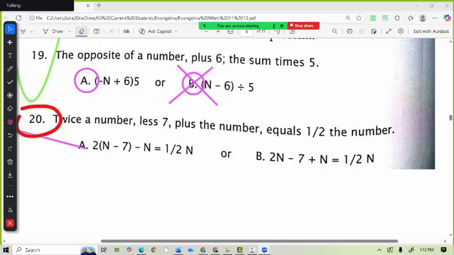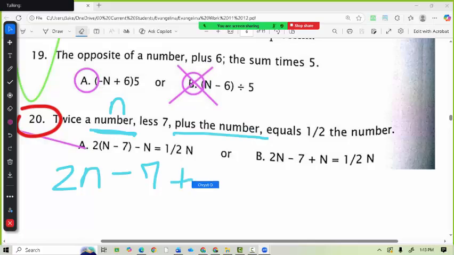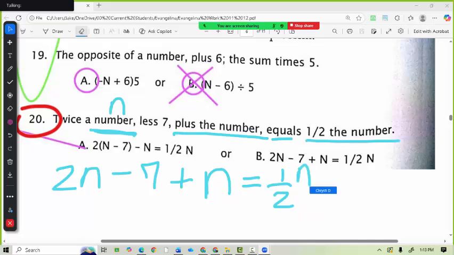All right, number 20, we talked about these ones when we met, but I just want to make sure we're comfortable. So twice a number. So we're going to call that number n. Twice that number, so that means 2n, less 7, so take away 7, plus the number equals half the number. So 1/2 n, or 0.5n.